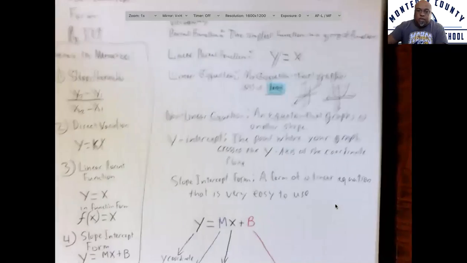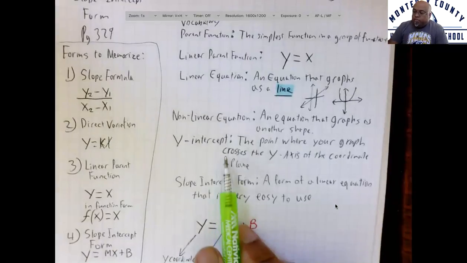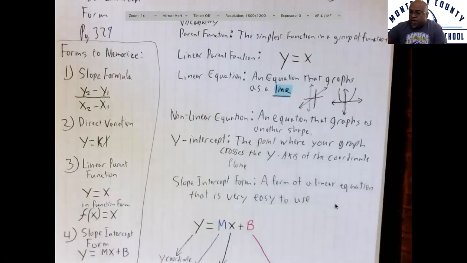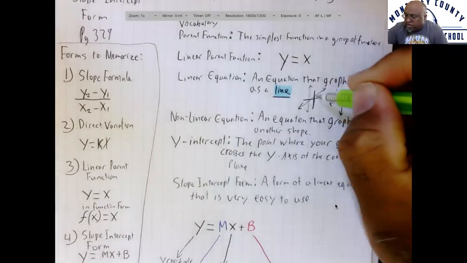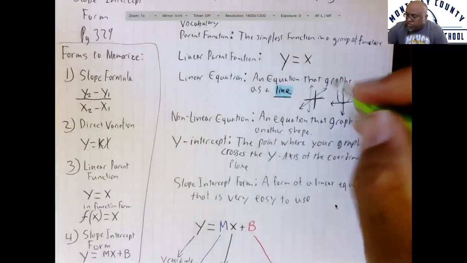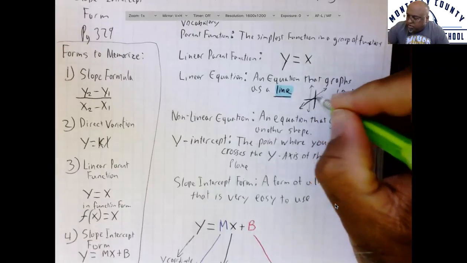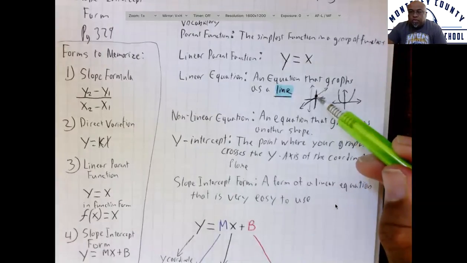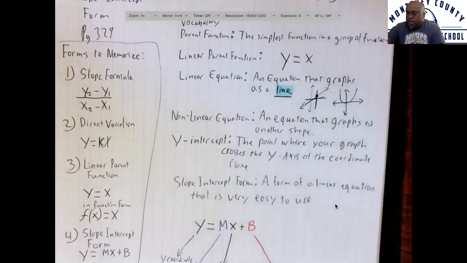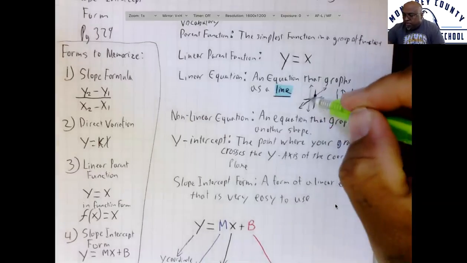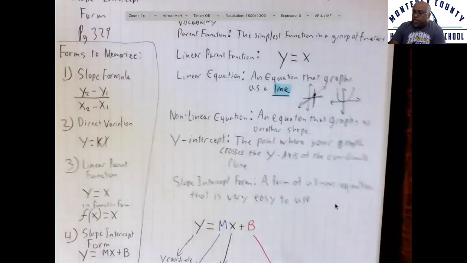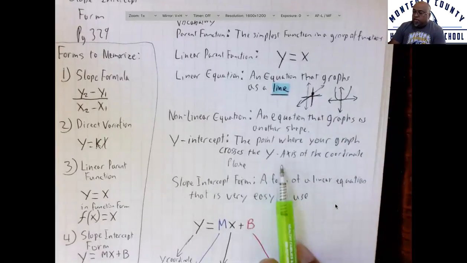Now, let's learn some other things. The y-intercept is the point where your graph crosses the y-axis of the coordinate plane. Now, in this little tiny graph I just made right here, the y-intercept is the point where my graph actually crosses. See, I made a little point there right where it crosses the y-axis. And as you can see, if you have a vertical line, it's never going to cross the y-axis because it's parallel to it. Okay, so the y-intercept is the point where your graph crosses the y-axis of the coordinate plane.